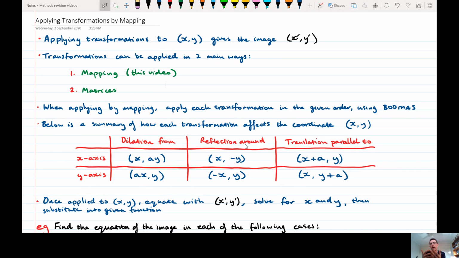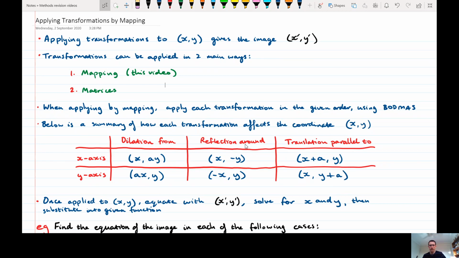But in terms of applying transformations yourself, if you've been given a list of transformations, I think mapping is often a bit more intuitive to follow. So we're going to look at mapping through this video. Essentially what you do is you apply each transformation in the given order one at a time, using your BODMAS. And to do that, let's look at the summary below.